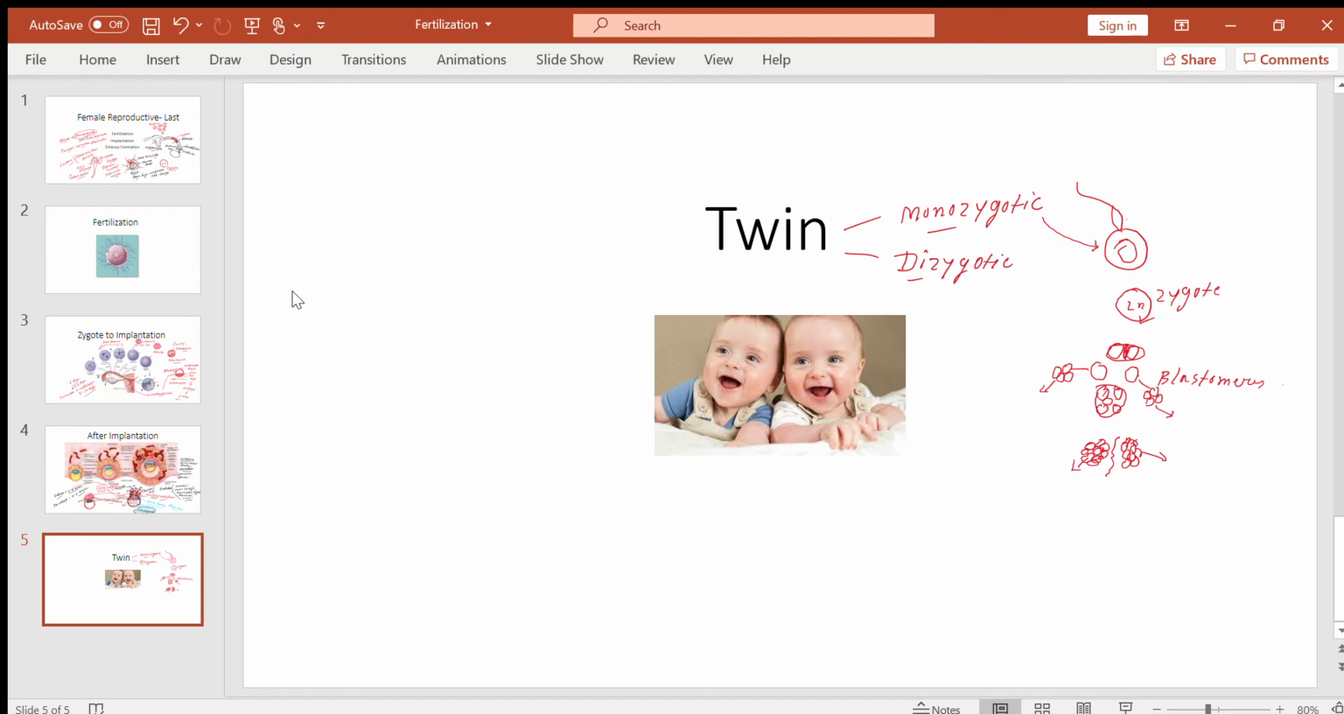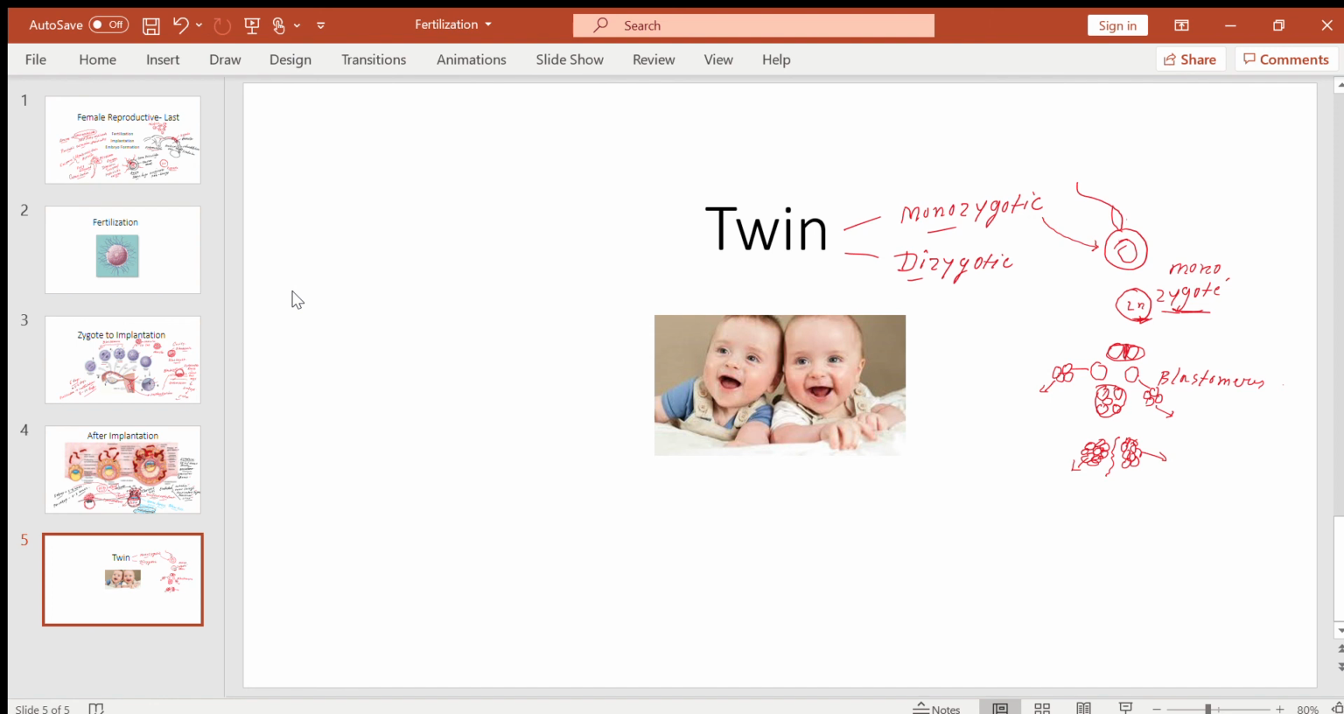So coming from one zygote, right? And during the division somehow got separated. That is why this is called monozygotic, coming from one zygote. And genetically, these two babies will be identical because they are coming from the same zygote, right? So all these cells are genetically identical.